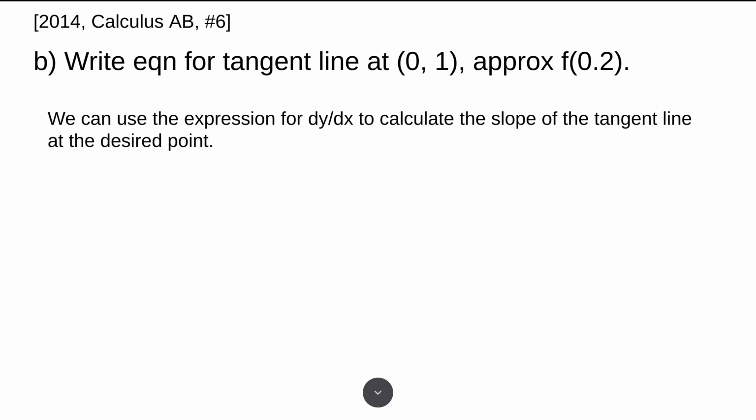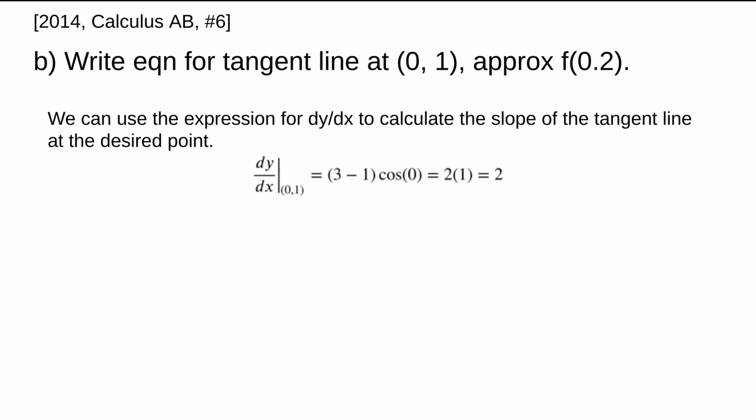In part B of this question, we are asked to write the equation for the tangent line at 0, 1 and use it to approximate f of 0.2. In order to get the slope of this tangent line, we can just evaluate the expression for dy dx at the point 0, 1. So if we do that, we're going to get 3 minus 1 times the cosine of 0, which is 2 times 1, which is 2. So the slope of our tangent line is 2.